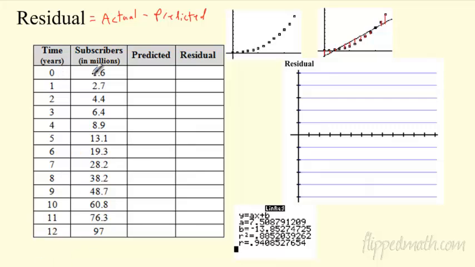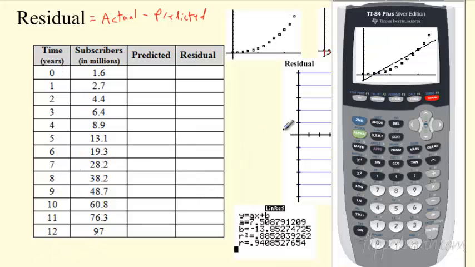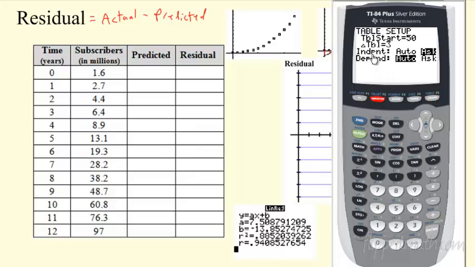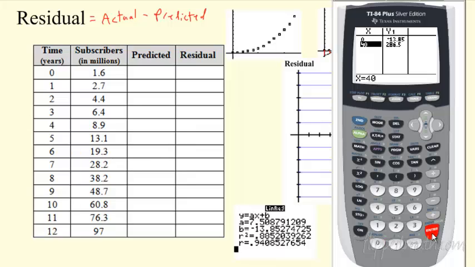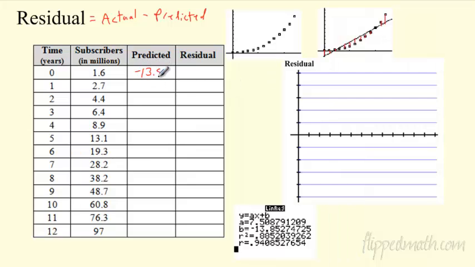So at time 0 the value was 1.6, but if I go to my calculator and go to table, second graph, I'm going to make sure I'm in ask mode. If it says table set above window, go there, make sure your independent variable says ask and not auto, and then we can ask it whatever we want. So I'm going to ask it, okay, at time 0 or at time 1, time 2, I can type these right in. According to my model here, at 1 it should be negative 13.85. So this predicted value is negative 13.85. Definitely different than the actual value here.